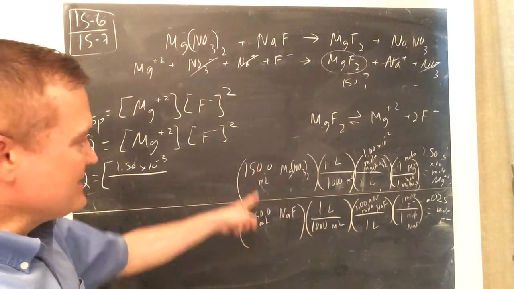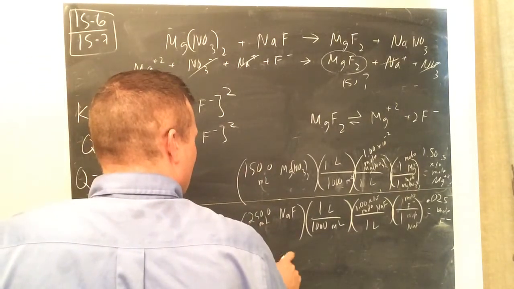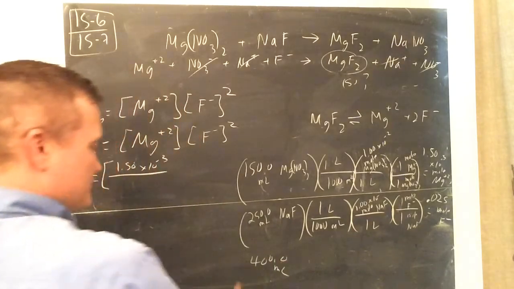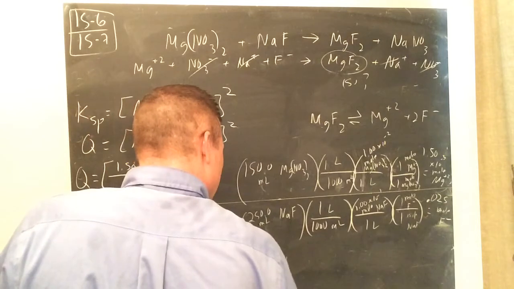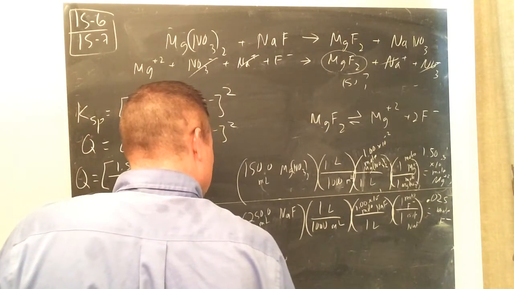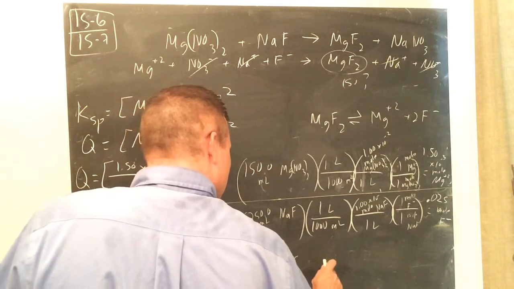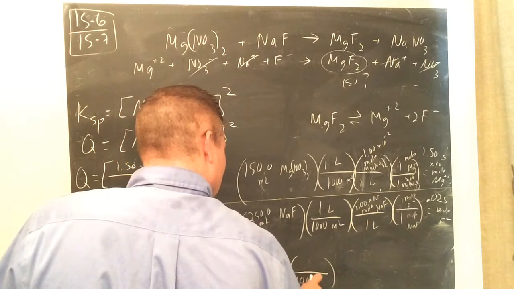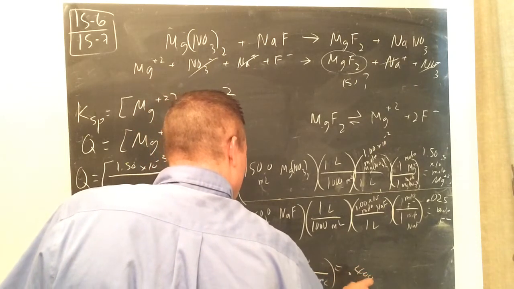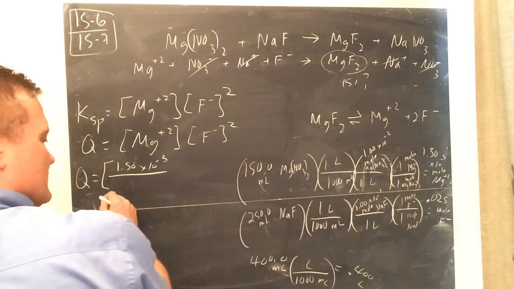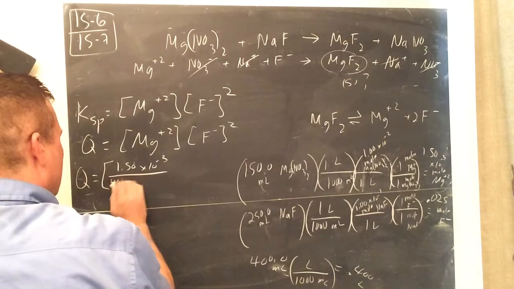Okay, now you got to look at this. 150 plus 250 is 400 milliliters. And of course, you got to change 400 milliliters into liters. Let me go on and do it right here. Unless you want to do it up there too. Well, I'll do it in both places. 400 milliliters, divide by 1,000. It's going to be 0.400 liters because you're adding those together.